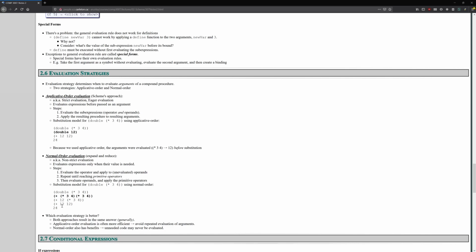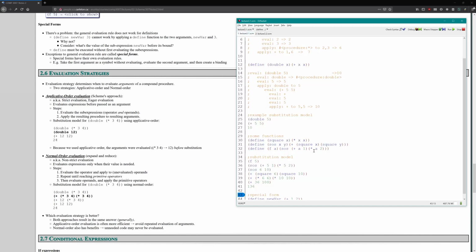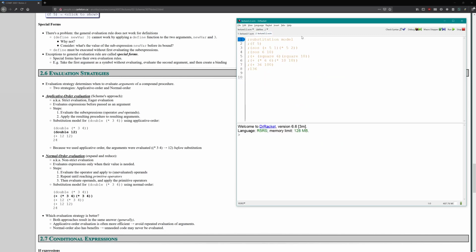Let's take a look at another example. In a previous video, we saw this example, the substitution model for f of 5. Let me grab the code for that as well so we can see it. Here are some functions from the previous video. Let's put these at the top of today's code as well. So, the substitution model for f of 5, where f of a is the sum of squares of plus 1 a and times 2 a, where sum of squares is the sum of the square of x and the square of y for two parameters x and y, and square is times x x.